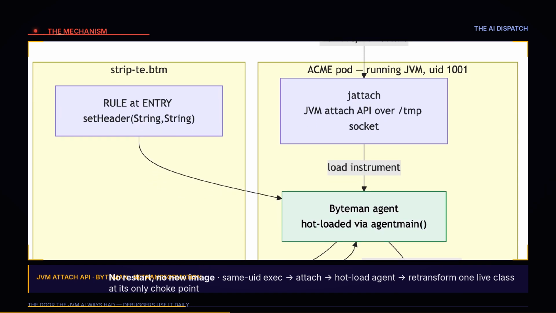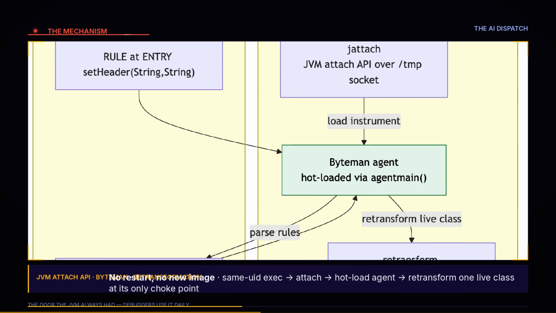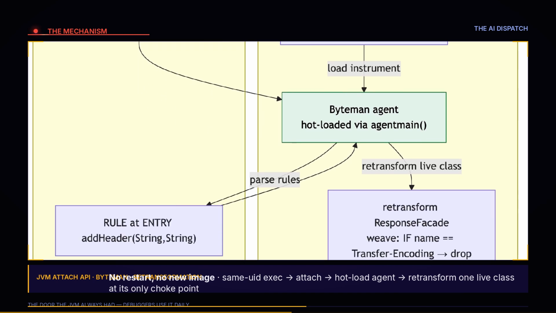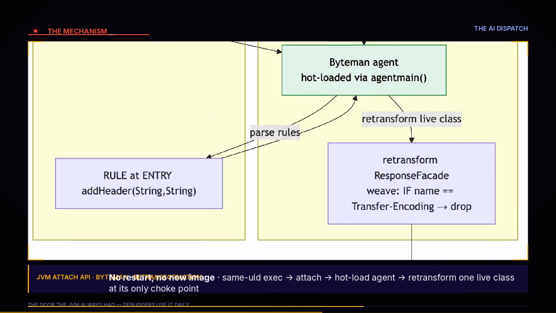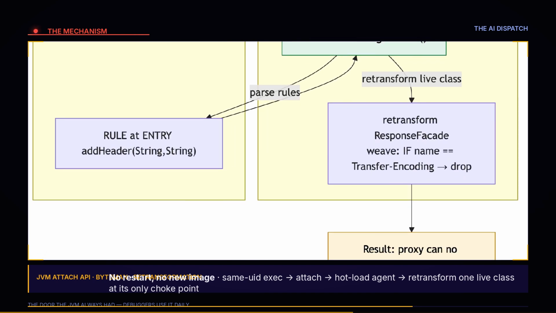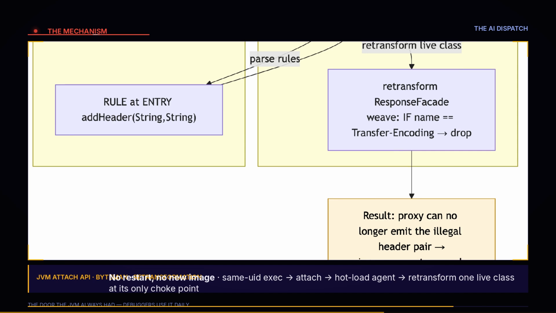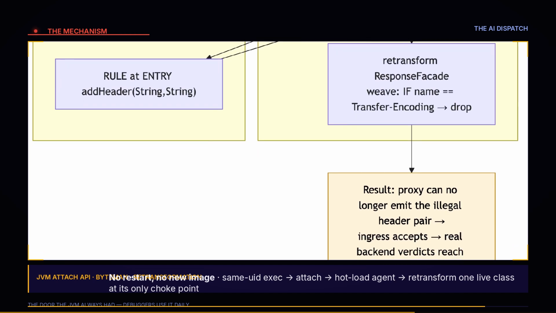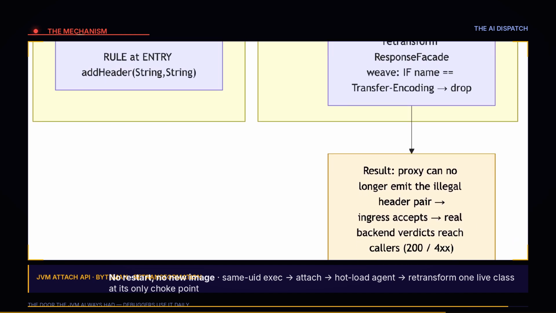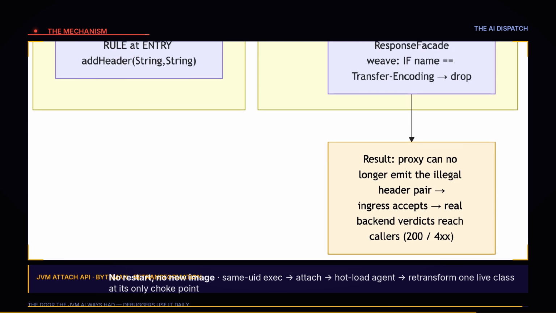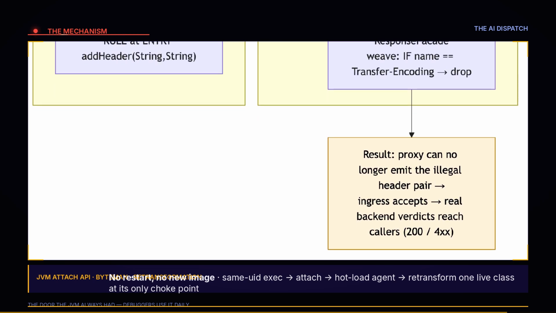The agent retransforms one already loaded class at the single choke point every servlet response passes through and weaves in one rule. If the header name is transfer-encoding, drop it. No restart, no new image, no Kubernetes objects touched. The proxy simply loses the ability to say the thing the specification forbids.